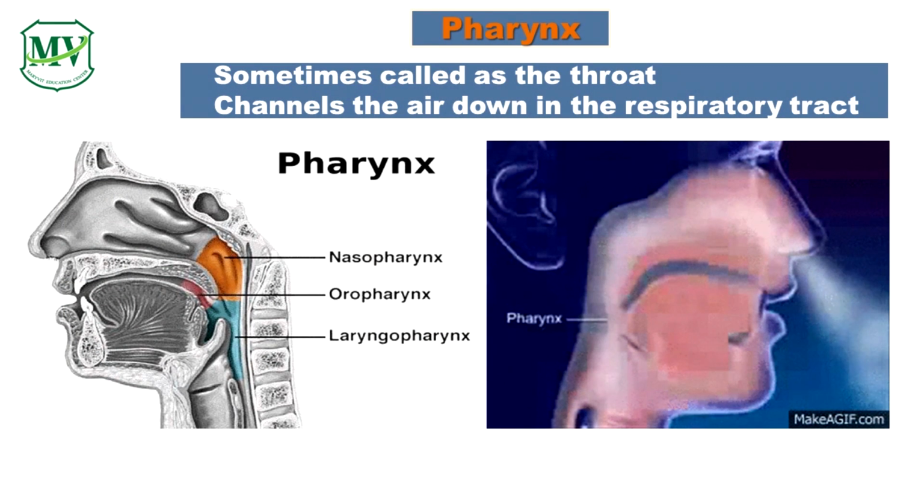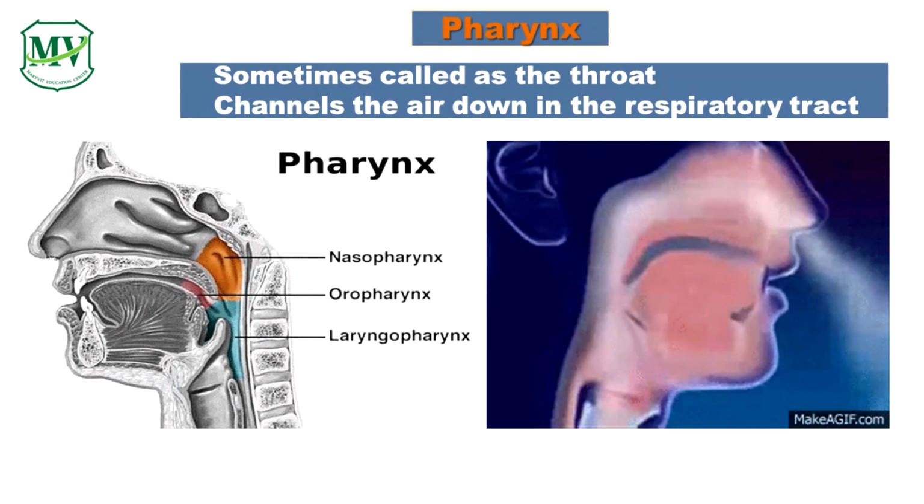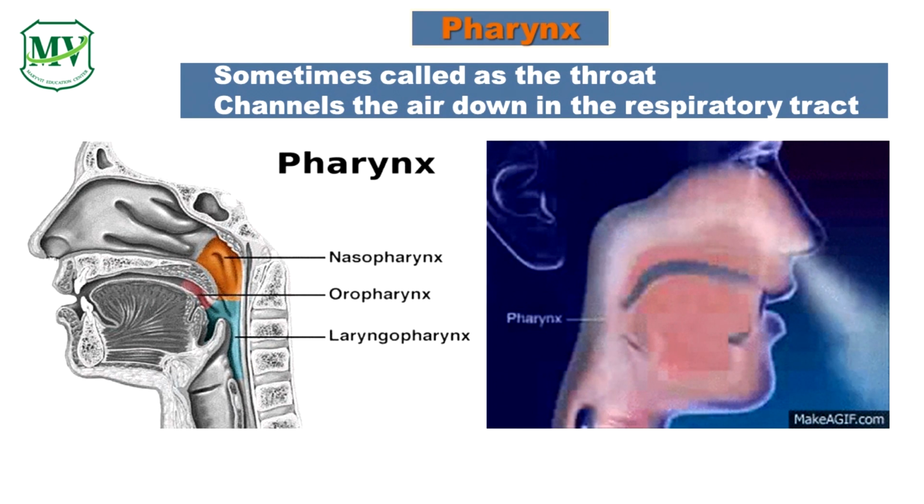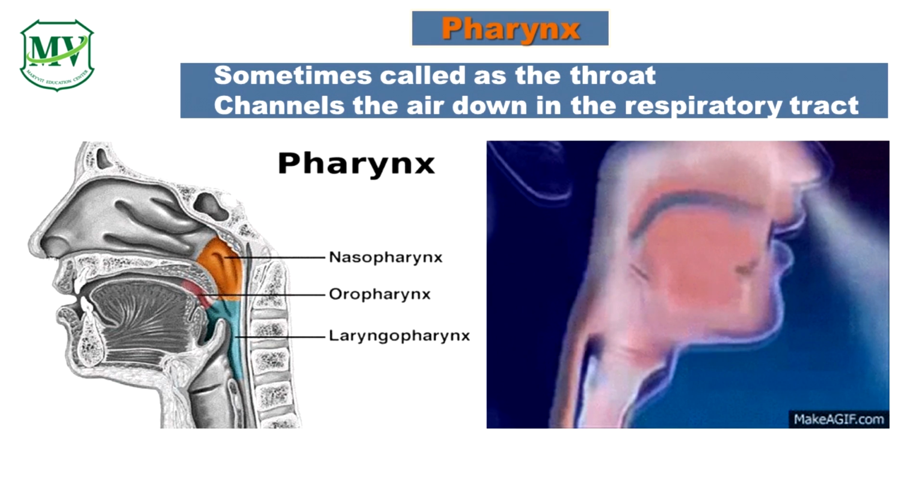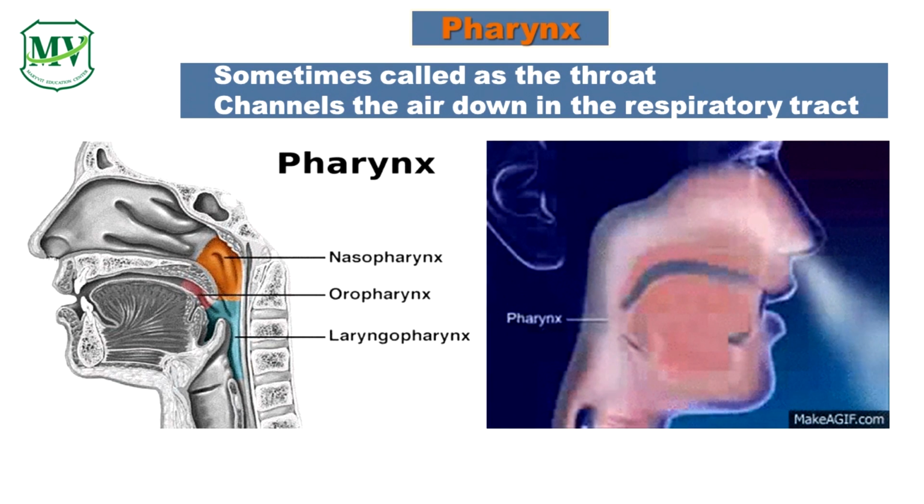The pharynx, also known as the throat, is the cone-shaped passageway from the nasal and oral cavity to the larynx. The pharynx serves both respiratory and digestive functions, since air and food pass into this area.